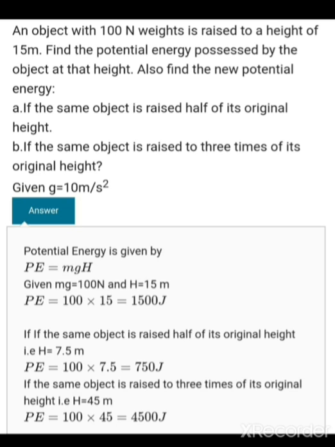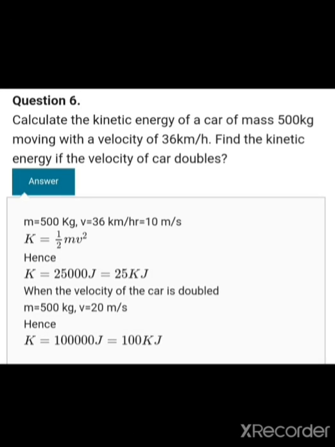Now the next part of the question is, if it is raised 3 times, that means we have to multiply whatever height is given to us by 3. Height is given to us as 15 meter. So now we will multiply 15 by 3, and we will get 45 meter. So potential energy is equal to mg into h. mg is given to us as 100 and h is now 45 because it is thrice the original height. So now we have potential energy equal to 4500 joule.